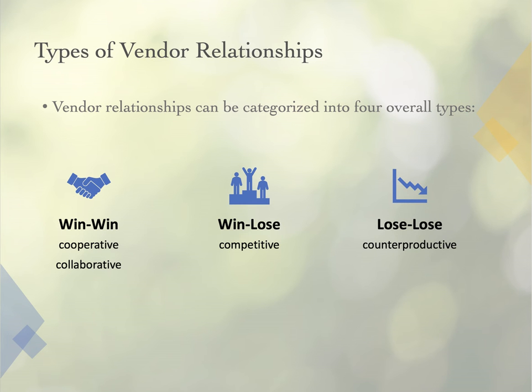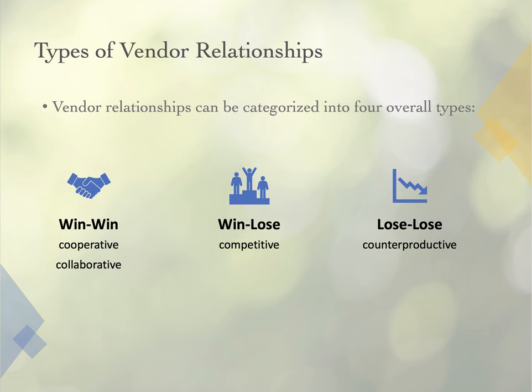Now, in addition to categorizing our vendors, we can also categorize the relationships, and there are sort of four overall types of relationships that an organization might have with a vendor. There are two types of what we might call win-win relationships. There is one that we can classify as a win-lose relationship, and one that is unfortunately a lose-lose relationship.